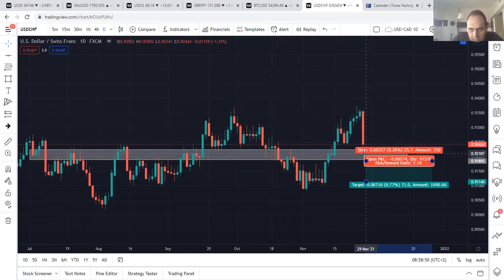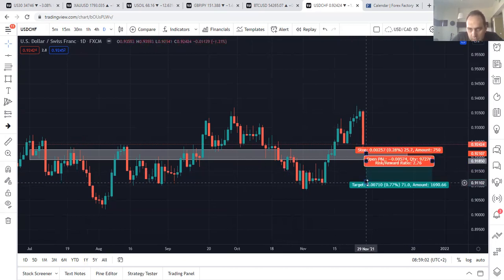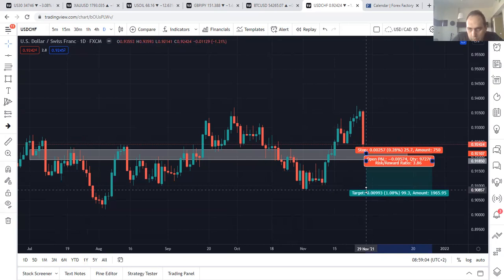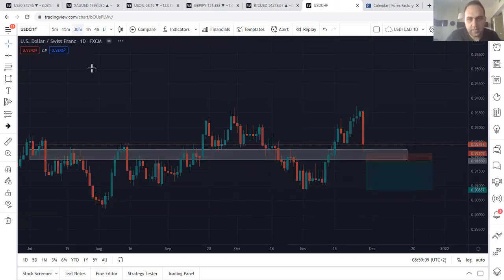If I want to put it with just a 25 pip stop loss, it breaks 0.9182. 0.9172 TP1, 0.9152 TP2, 0.9120 TP3 and 0.9090 TP4. This is for the sell.